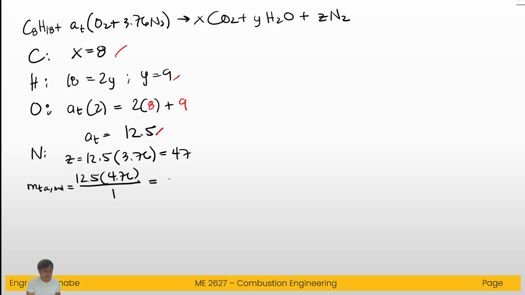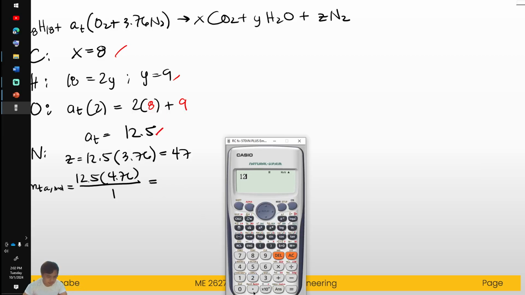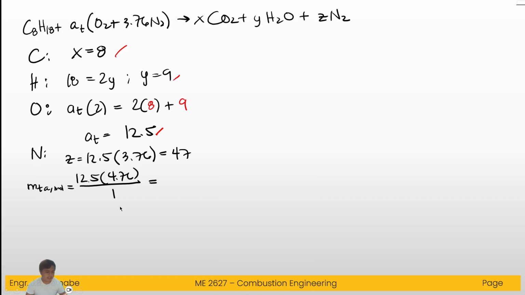So simplifying this, you have an answer here. Actually, we have to solve this: 12.5 times 4.76, which is 59.5. And then what you have here is to find the molecular weights, no? So the molecular weights of the air and the fuel. Okay, the molecular weights of the fuel.